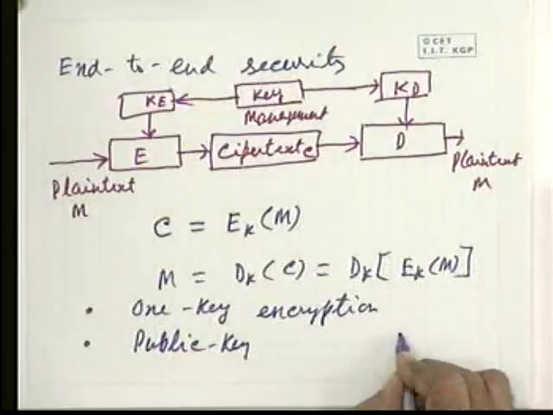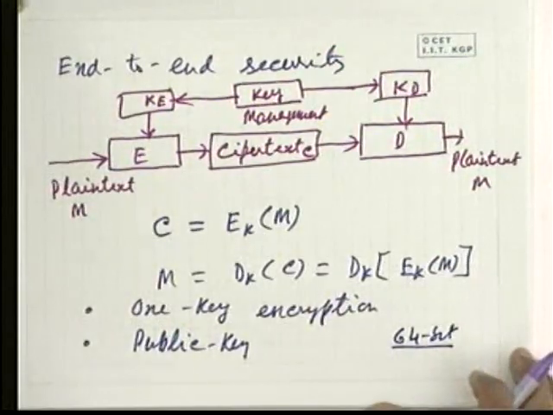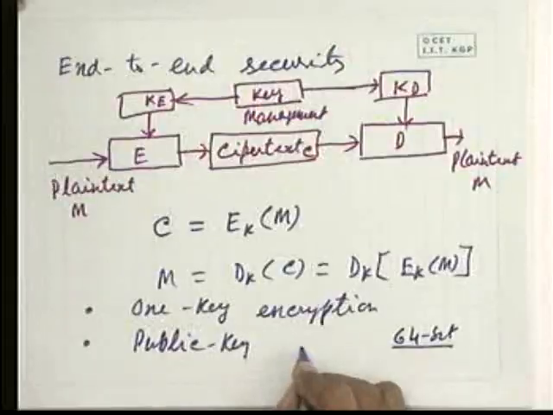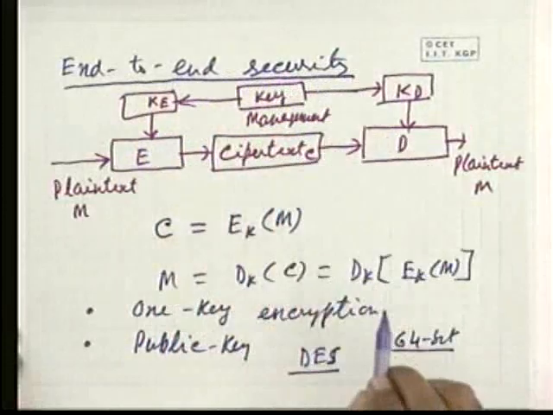Usually the key is of 64 bits, and there are various standards, such as the Data Encryption Standard, which is called DES, and based on that standard, keys are decided. So this is how encryption can be done, and with its help end-to-end security can be ensured.